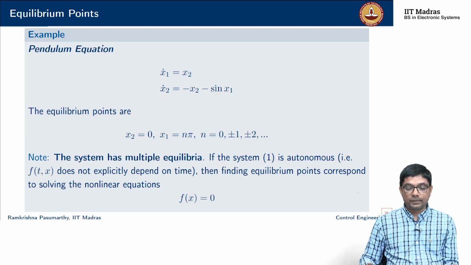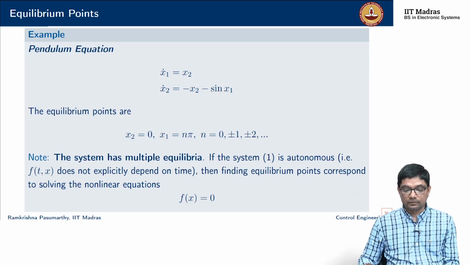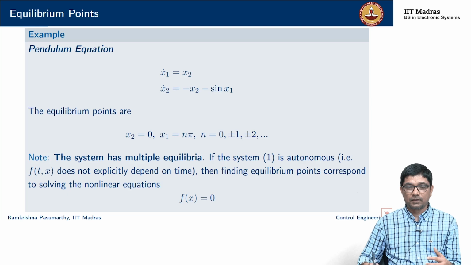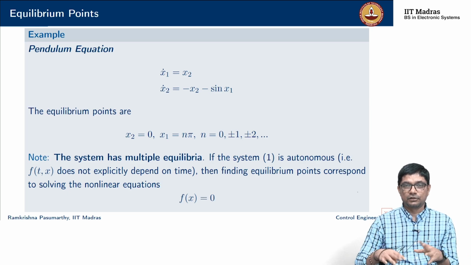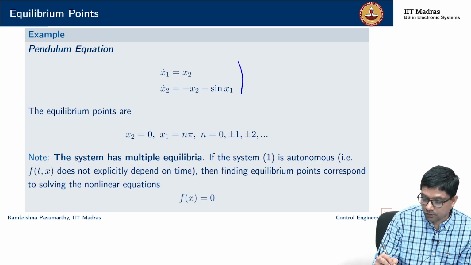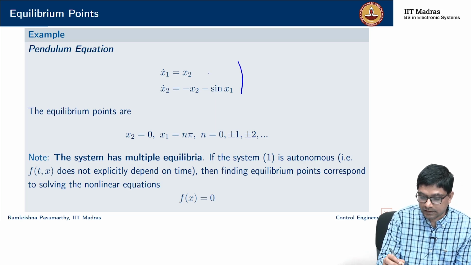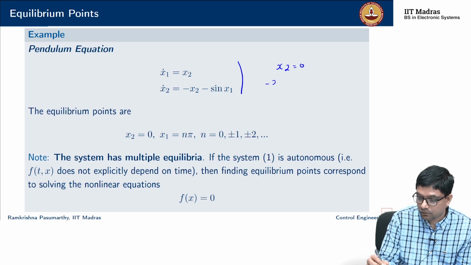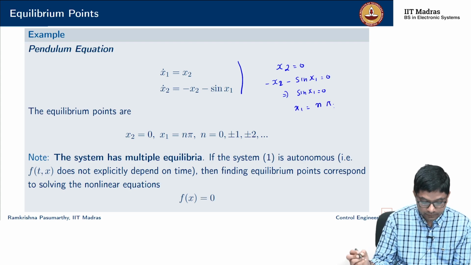Now, I will consider a pendulum equation. This is a pendulum without any friction. I am assuming that the mass, acceleration due to gravity, and the length are all equal to 1 because nothing changes. Now, look at this. For the equilibrium points, I set the right hand side equal to 0: x2 equal to 0, and minus sine x1 equal to 0, which means that sine of x1 equal to 0, so x1 is n pi.